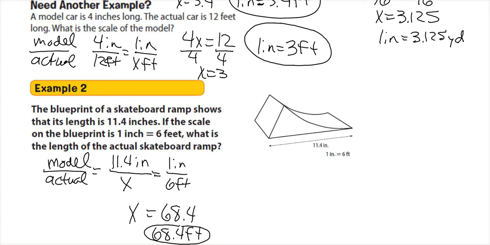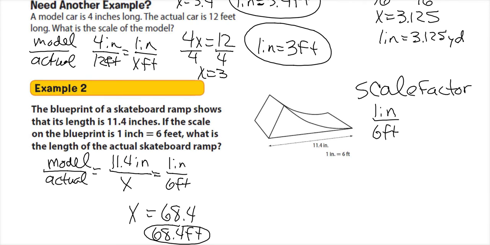Now, that's using the scale. You could also use something called scale factor. All right, so let me write that over here. So scale factor is when you have all the measurements exactly the same. So in this case, we have inches and feet. So for this one, it would be like, so 1 inch is equal to 6 feet. So 1 inch over 6 feet.